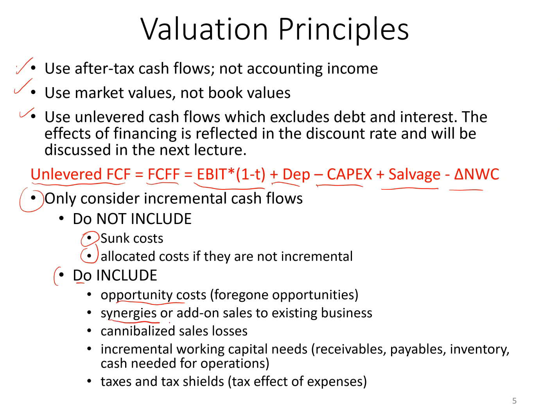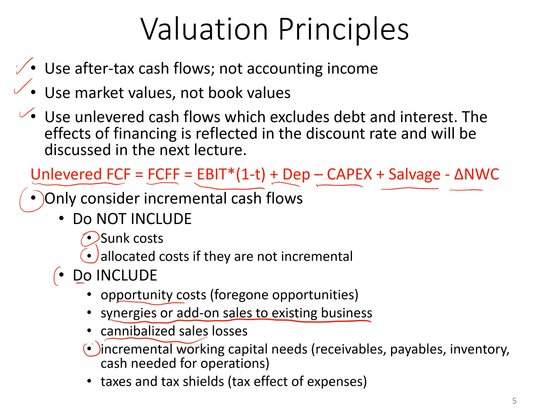We want to include any synergies or add-on sales to an existing business. So say you launch a business and increase the sales in another part of the business, you want to include that. However, we do want to include the sales losses from cannibalized sales. So a launching of a business line reduces sales in another area. You want to include that other area's lost cash flows.